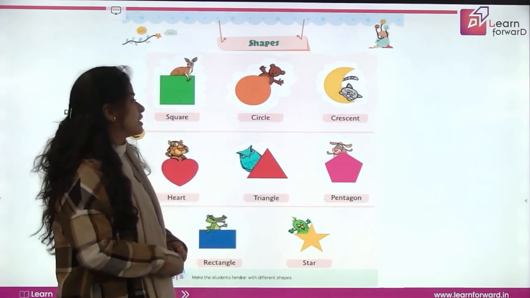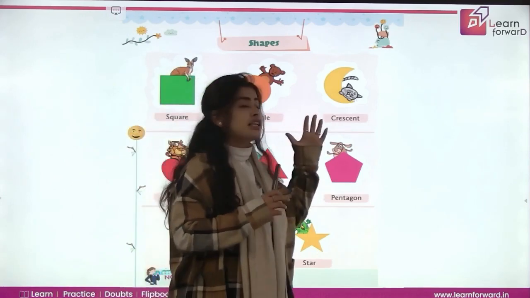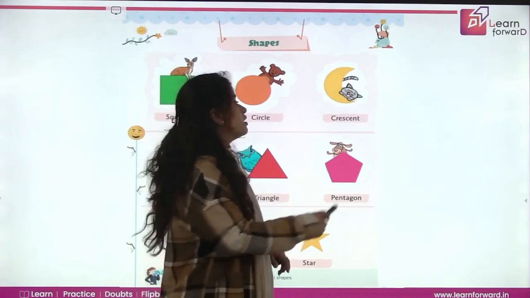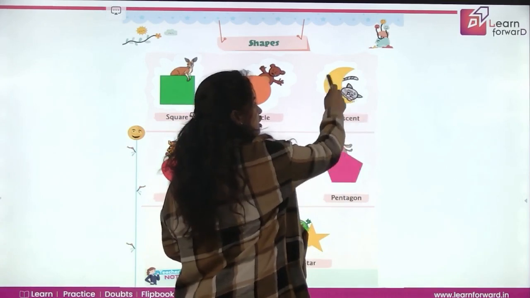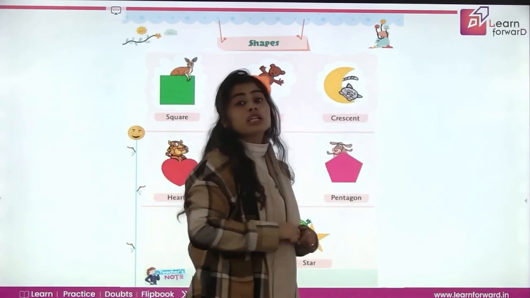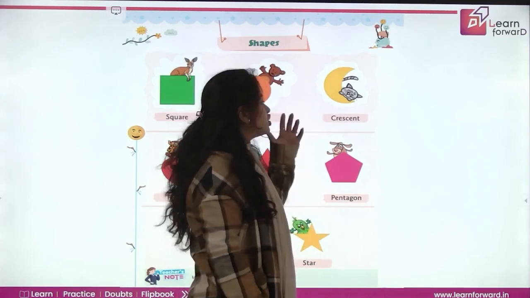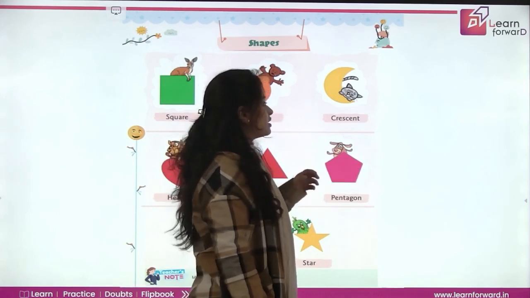Okay. Next is crescent. This is a new shape that I'm telling you about. Crescent. Crescent is a shape of a moon. When moon is like this in shape, like half moon, it is called crescent shape. Like on Eid. Eid, you see this side of moon. Okay. This shape is called crescent shape. It's only seen in the moon.